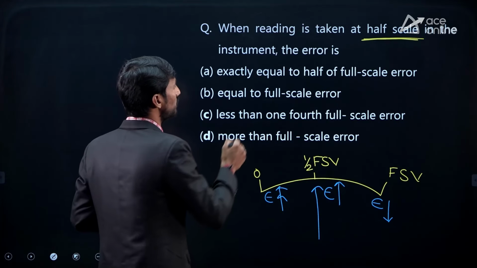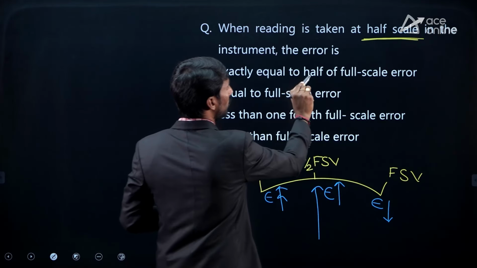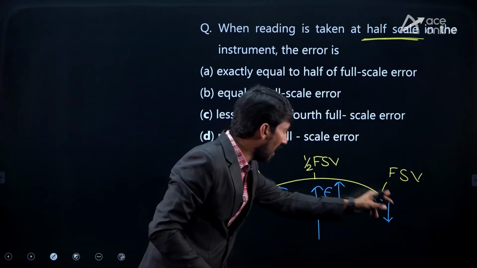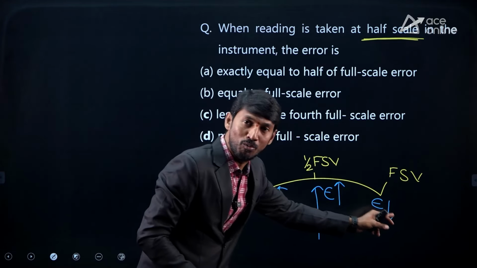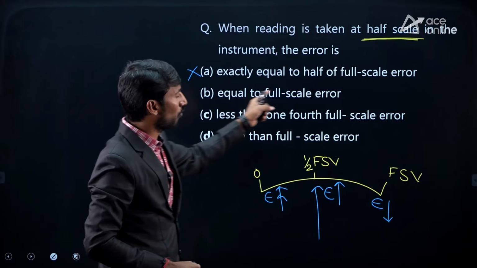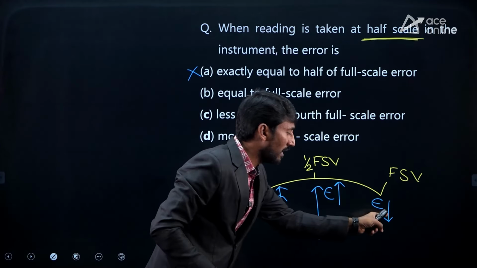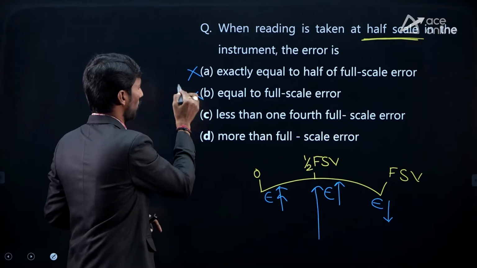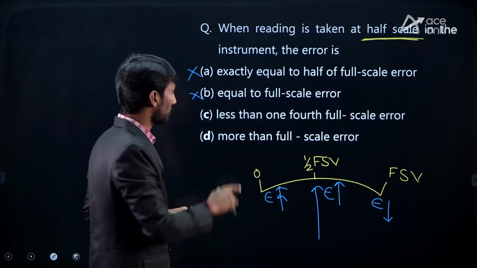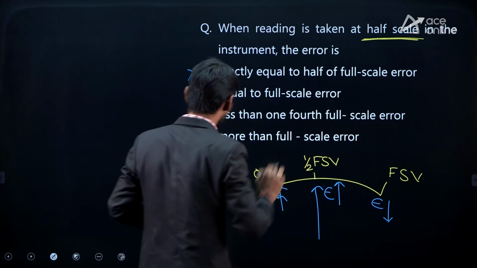Let us see the first option. Exactly equal to half of full scale error. Actually, it is more than the full scale error, so therefore wrong. Equal to full scale error. No, it is more than the full scale error. Wrong. Less than 1/4 full scale error.